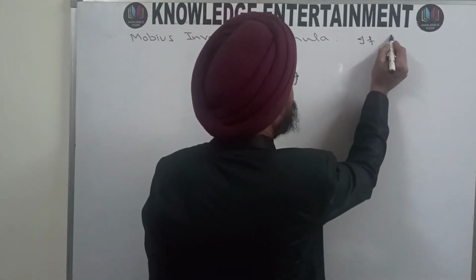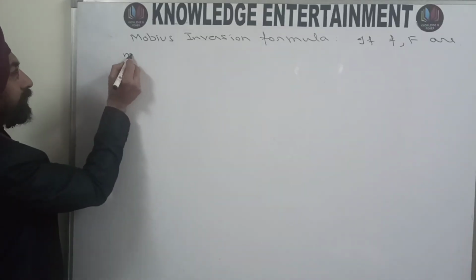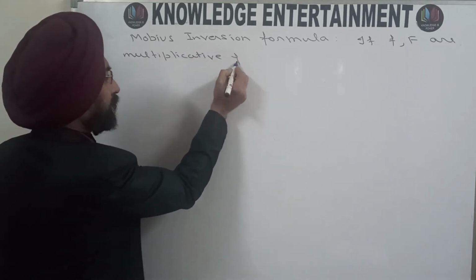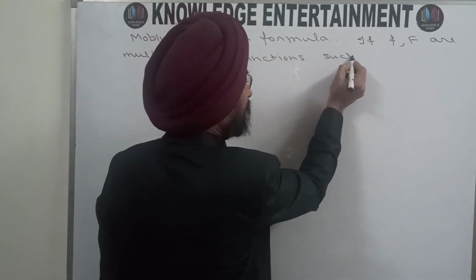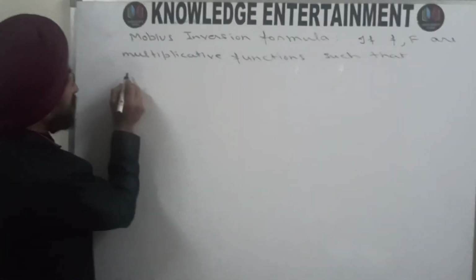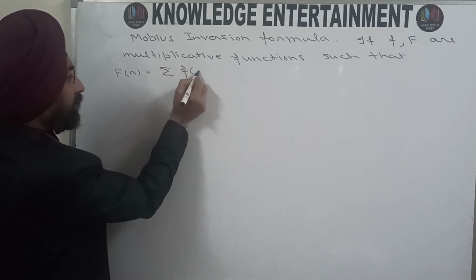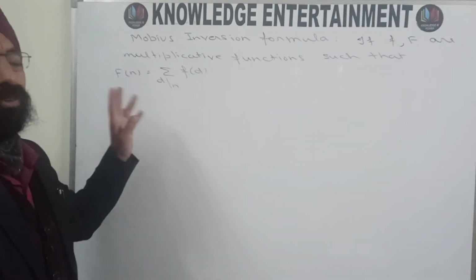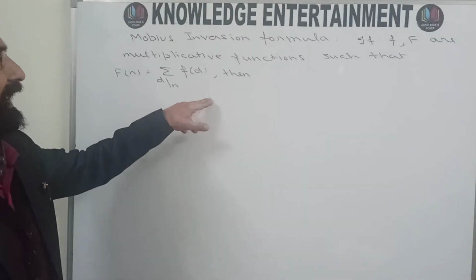If small f and capital F are multiplicative functions such that capital F of n is the sum of f of d, d divides n, means the sum of f of divisors of n, then here you have the value of capital F in terms of small f, and it is the inversion formula.